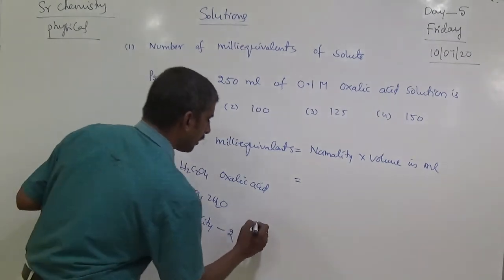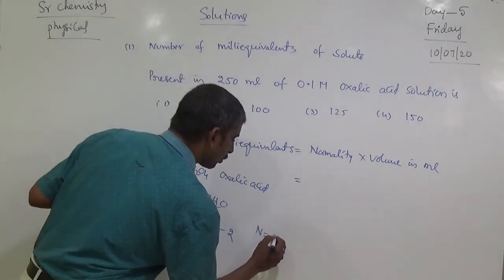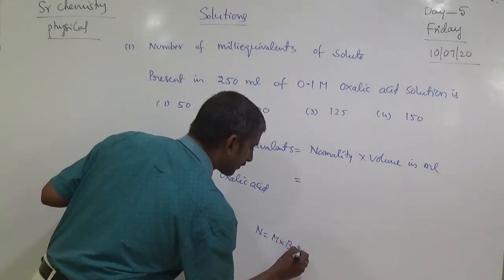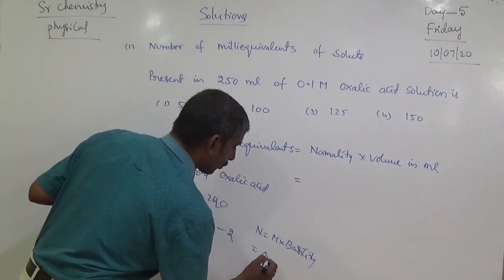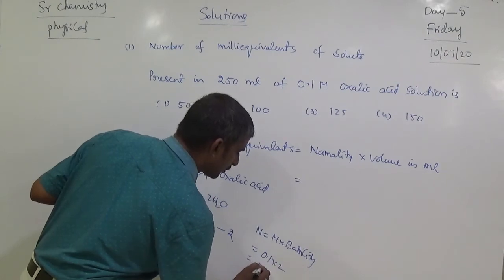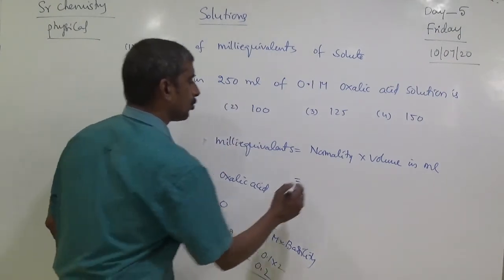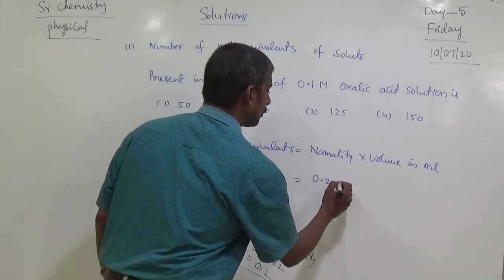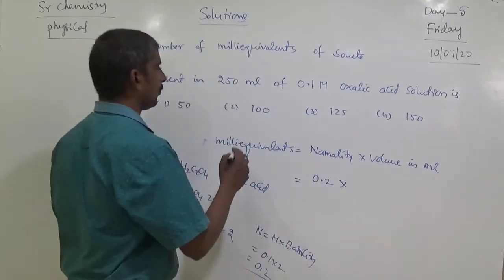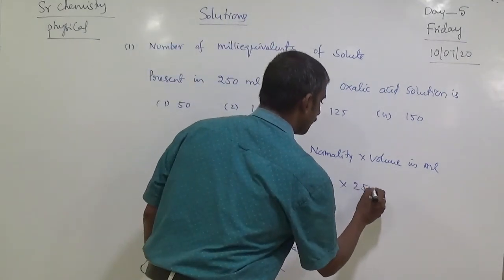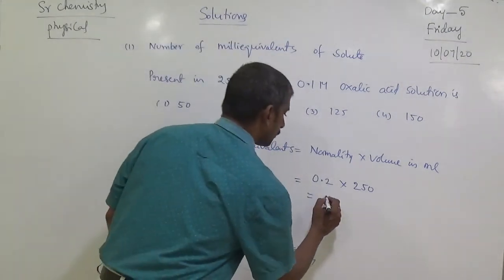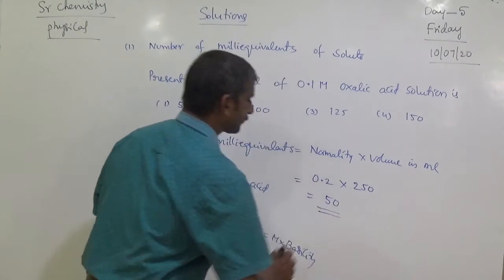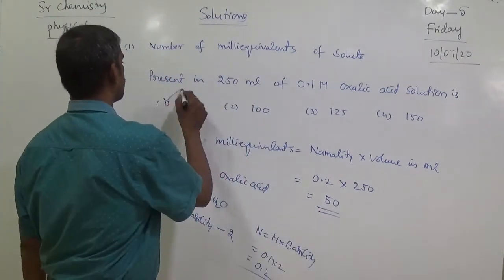Anyway, normality equals molarity into basicity. Molarity is 0.1, basicity is 2, so normality is 0.2. Milli equivalents equals 0.2 into volume in ml. Volume is 250, so 0.2 into 250 is 50. So the answer is 50, and the first option is correct.